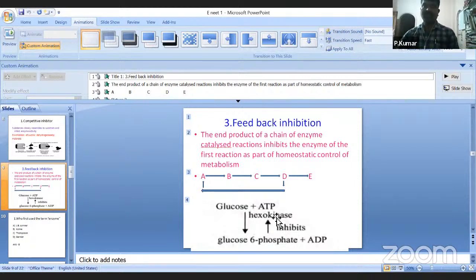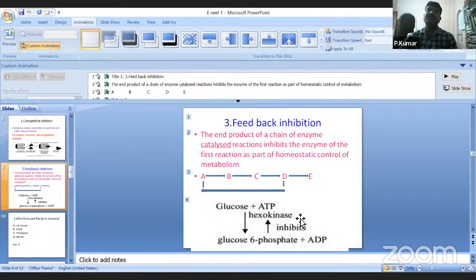The enzyme is similar, the hexokinase enzyme, but it inhibits the formation of A. Here glucose 6-phosphate is not converted into glucose. Why is the glucose 6-phosphate not converted into glucose? Here the hexokinase acts as an inhibitor.